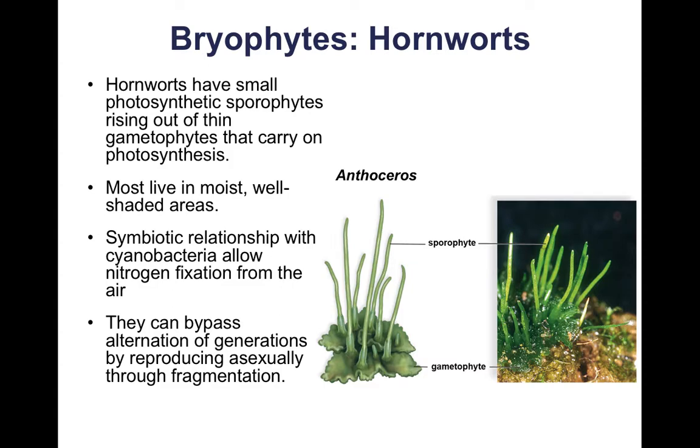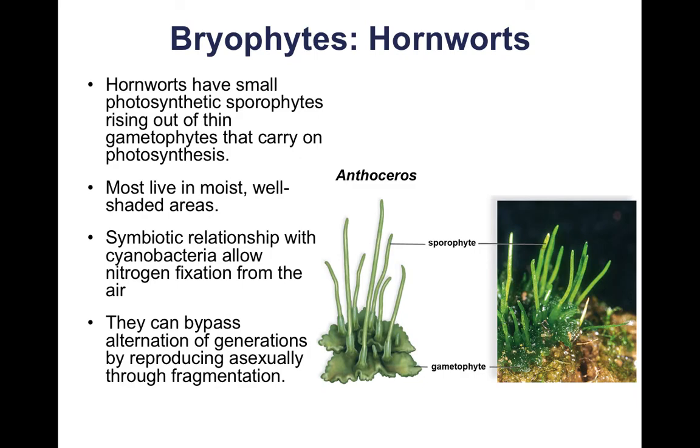We also have something called hornworts. Hornworts have small photosynthetic sporophytes, and they come out of a very thin gametophyte. So they also carry out photosynthesis. Both the sporophyte and the gametophyte are photosynthetic. They're going to live in very moist, shady environments. Again, they need water for reproduction, and they also need water because they can't transport it very well.